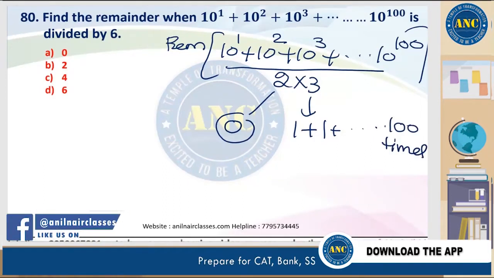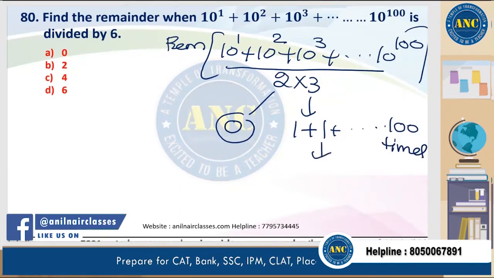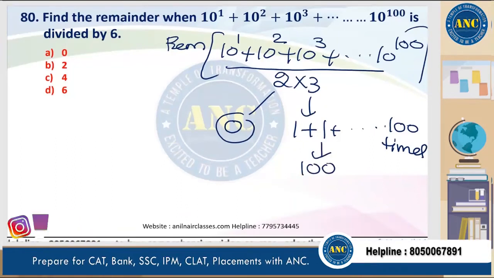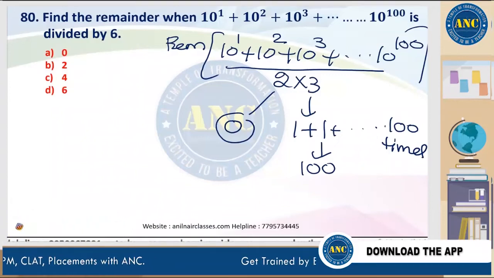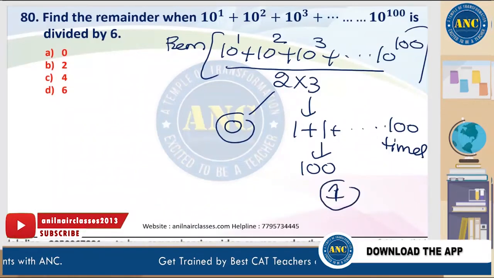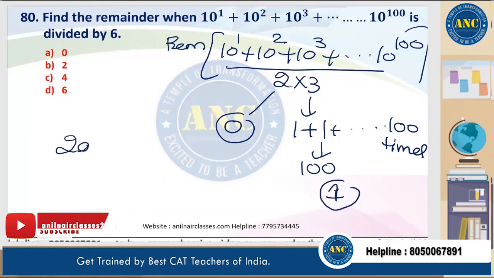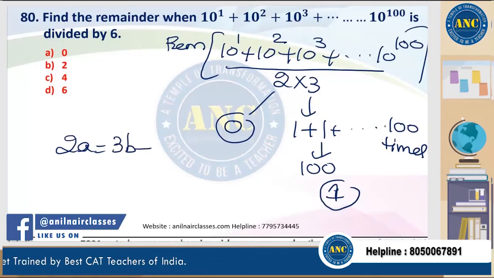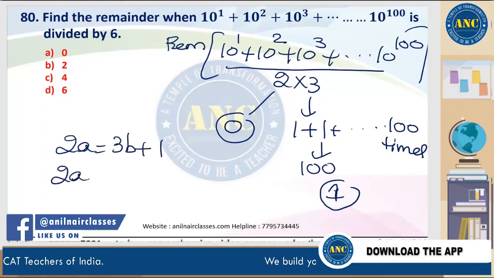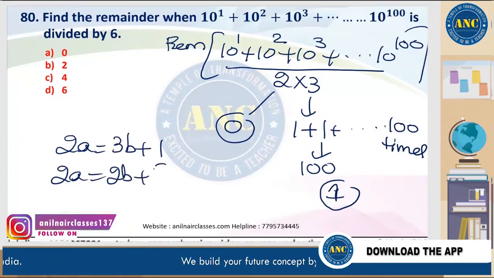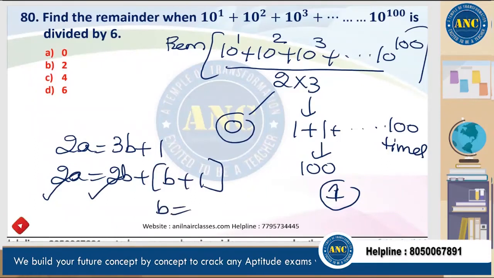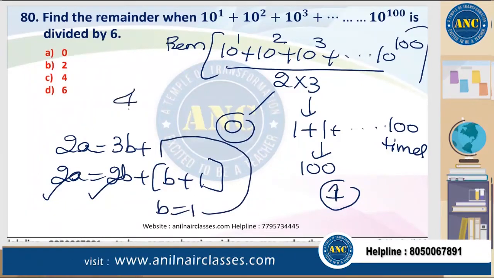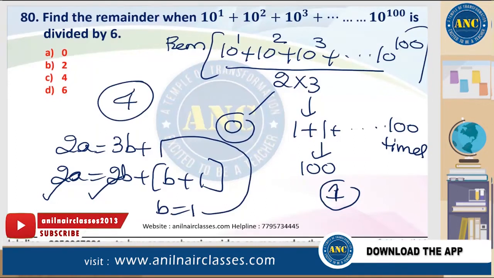Are you all with me? So 1 added 100 times is 100. 3 33s are 99. Remainder 1. So the number should be of the form 2a and it should be of the form 3b plus 1. 2a equivalent to 2b plus b plus 1. Even number, b will be 1. If b is 1, answer will be 4. Answer will be 4. I hope it is clear, right?